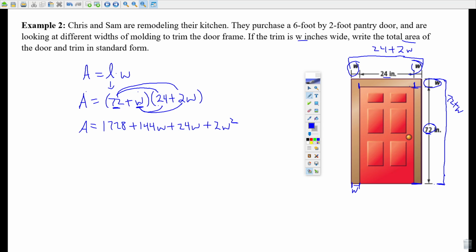There we go. And then I'm going to look at all these four terms and see if anything actually can be combined. Any like terms in here? Well, this is just a number. Can't do anything with that. We have two W's here. We can add them together. And then this is a W squared. That cannot be added to anything unless we add another W squared. So we'll add the two middle ones together. That would be 168W.